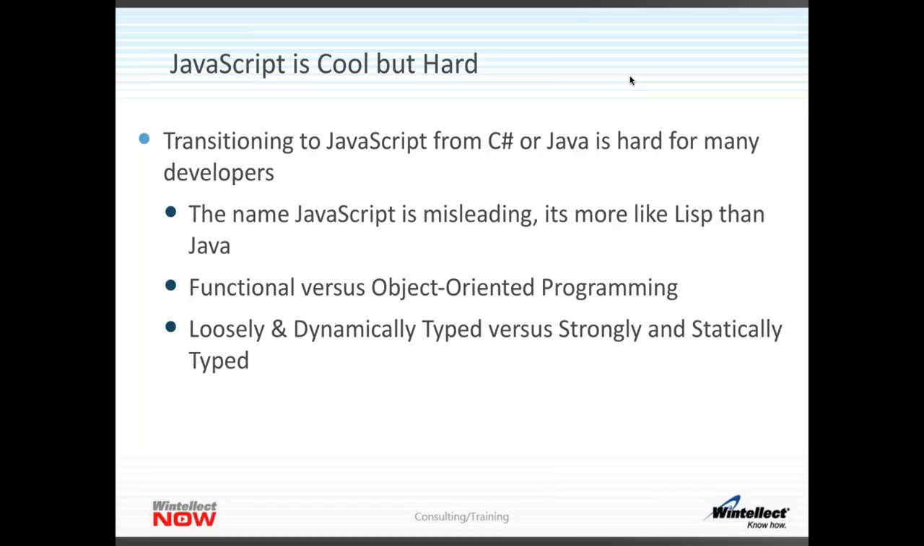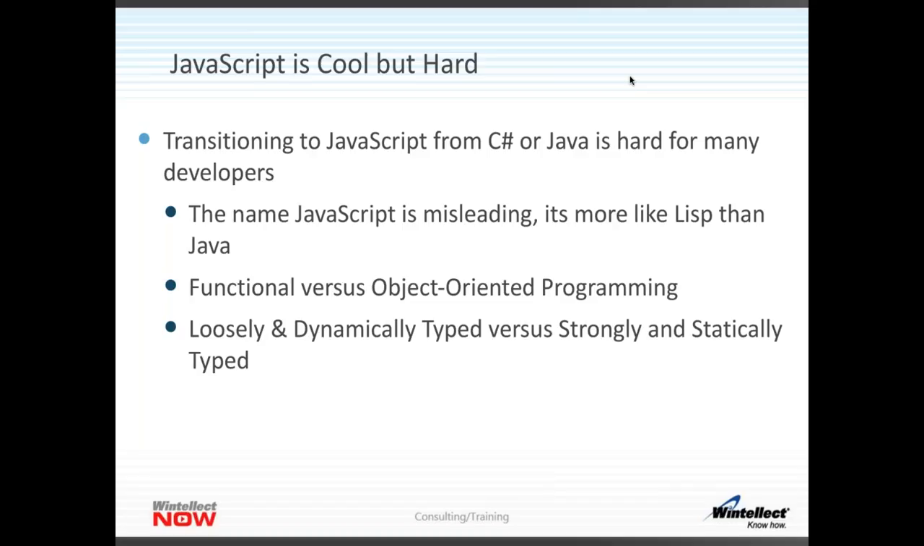And the challenge with that is that when people transition over to JavaScript, they tend to think that it's going to behave and act just like C# or Java. But the truth is it doesn't. Because even though it's called JavaScript, JavaScript is a lot more like Lisp than it is Java. It's a functional programming language, not a classical object-oriented programming language. And that really throws people off because most people coming from C# and Java are not familiar with functional programming languages in general, much less actually using a language like that to build applications.